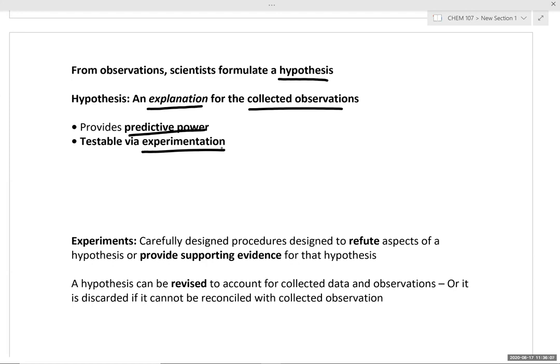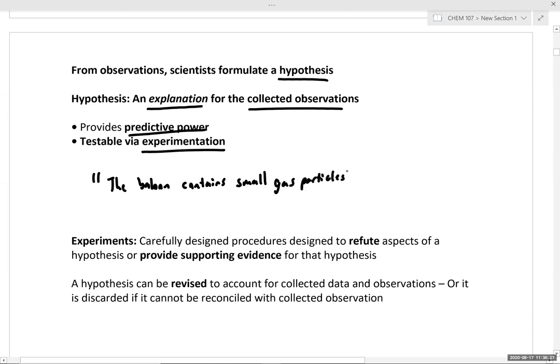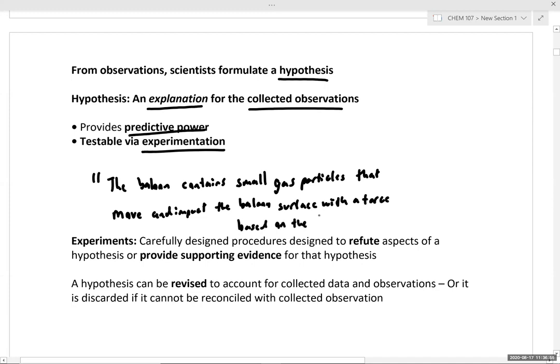Okay. So an example of a hypothesis in this case is that the balloon contains small gas particles that move and impact the balloon's surface with a force based on the temperature.